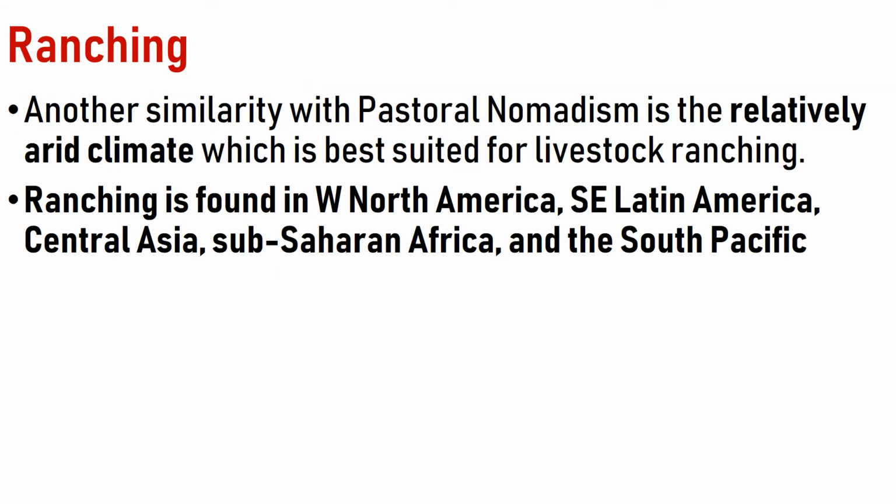So another similarity to pastoral nomadism, once again, it's going to be in arid climates. These are places where grasses grow, but plants and crops don't grow so well. So you can follow the latitude lines of the planet to find similar climate regions where you'll find ranching.